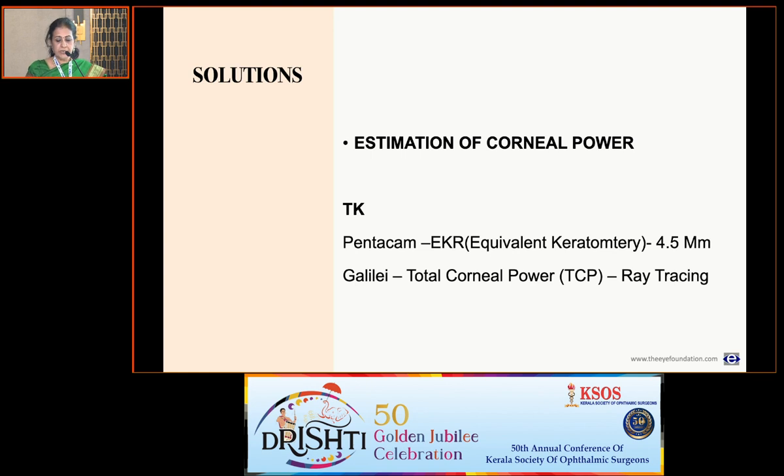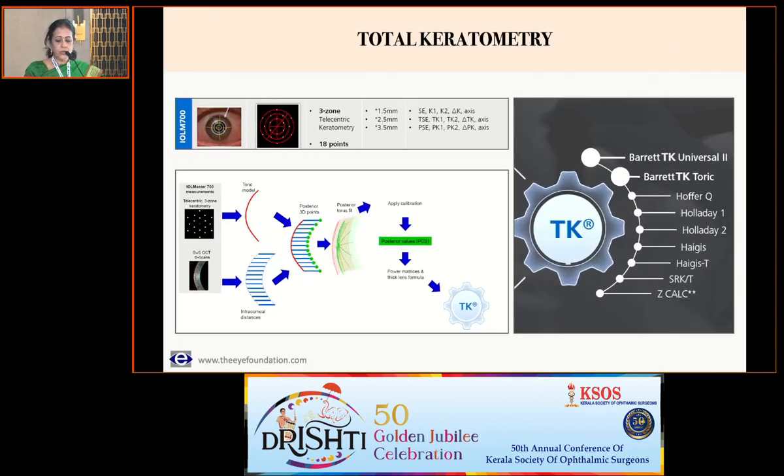This is by estimating the corneal power, either with the total keratometry, or the Pentacam EKR, or the Galilei. In total keratometry, using a toric model to measure the anterior corneal surface, and with the help of swept source OCT and B scan, you're extrapolating the same points on the posterior cornea and getting a total TK.